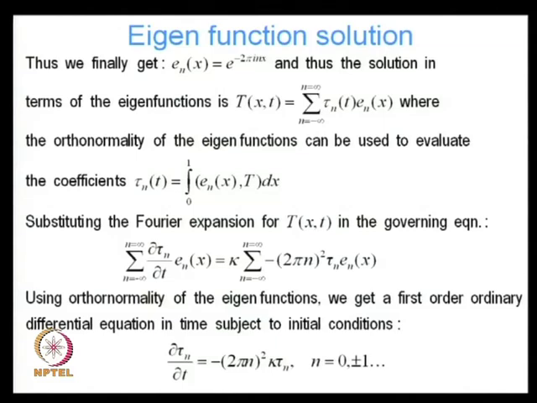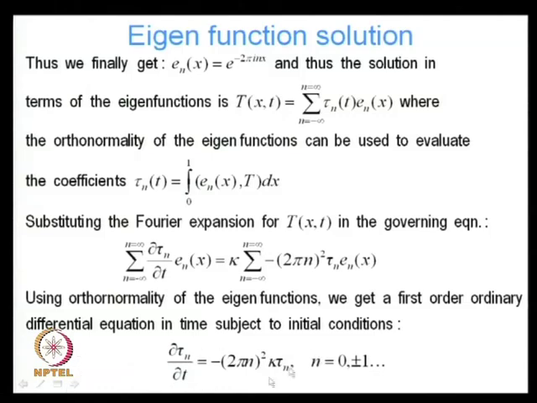Now I can write my solution in terms of the eigenfunctions and some coefficients, which are functions of time. This is my Fourier expansion. I substitute this Fourier expansion in the governing equation, and now I get a first order differential equation in time. That gives me the undetermined constants tau n, which are functions of t.